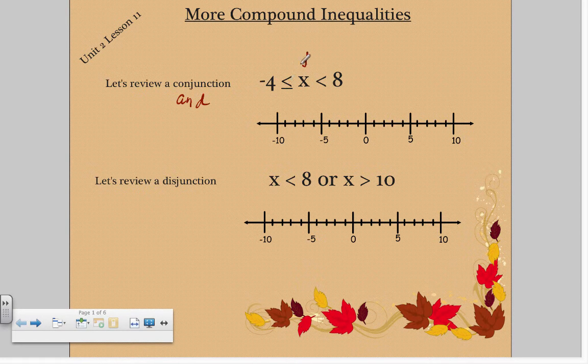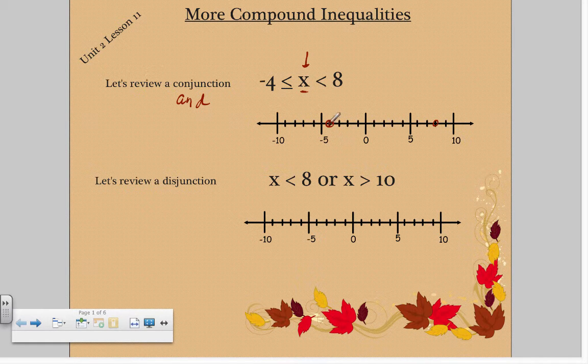So our answer that we're looking for has to have two qualities. In this case, it has to be greater than or equal to -4, and at the same time, it has to be less than 8. So if we were to graph this on the number line, first we would go to our two extremes and circle them. In this case, it's a -4 and a +8.